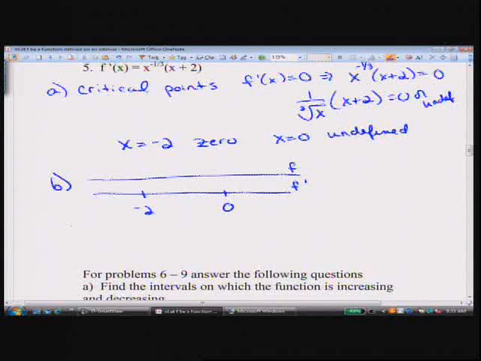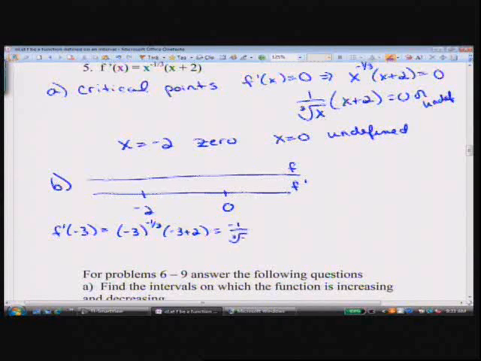A number to the left of negative 2 would be like negative 3. So f prime of negative 3 is equal to negative 3 to the negative 1/3 times negative 3 plus 2. You can calculate if you want, and I guess I will because I'm not sure. The negative 3 plus 2 is negative 1, over the cube root of negative 3, which is negative. And so this is going to be positive. Do y'all agree with that? So we know the derivative is positive for any value to the left of negative 2. We just picked one, and that's all we had to pick. We now know all the behavior to the left of negative 2.